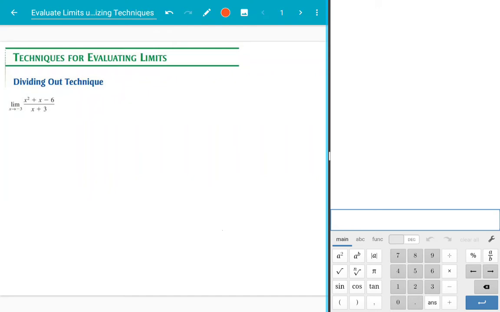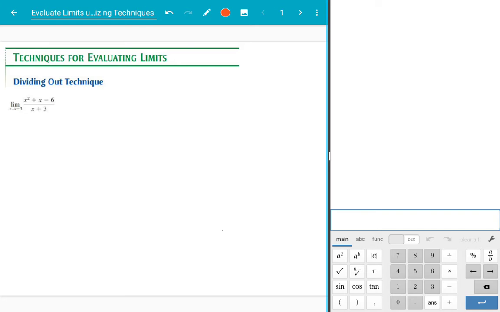What's going on? So today we're going to go on to the next section involving limits. This one's going to be a little bit more algebraic as we start to teach you some of the tricks that you can use to help yourself evaluate a limit when sometimes it just doesn't work out when you use direct substitution. Okay, so we're going to go ahead and start. The first one we're going to be focusing on is called the dividing out technique.